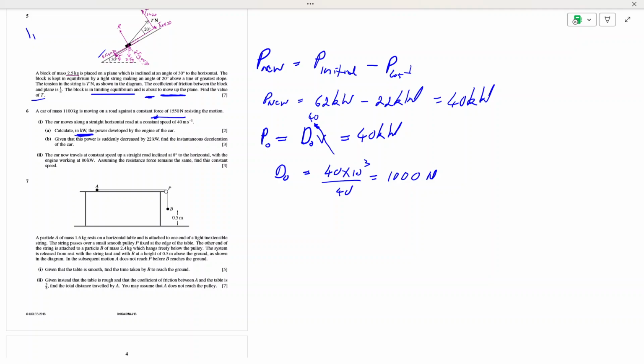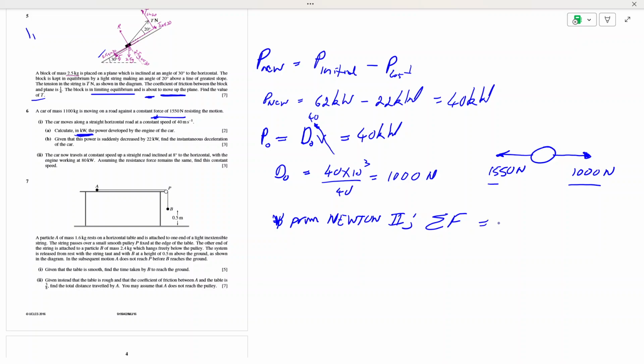As you can see, it's now less than the initial driving force that we had. So this is now the new scenario that we have. This is the 1,000 newton force, and then we have the 1550 newton force still resisting. It's a constant force, remember. So as you can see now, these forces are not equal. So using Newton's second law of motion, or Newton 2, the resultant force F is equal to ma. This is going to help us calculate the deceleration. Remember, we're taking the forward direction as positive and the backward direction as negative.